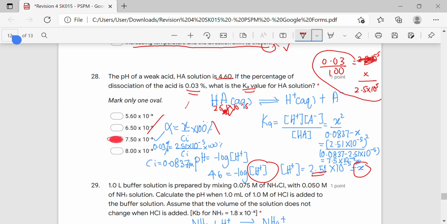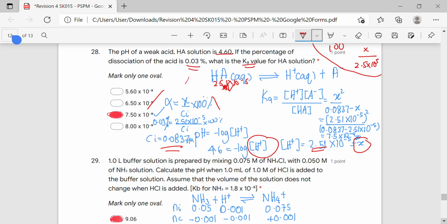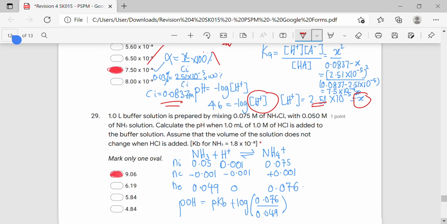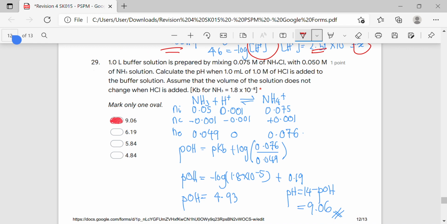Okay, so untuk percentage of dissociation ni untuk calculate concentration initial. Okay, so ini buffer solution, basic buffer solution because given KB. Okay, so kita ada initial concentration untuk NH3 0.05, untuk NH4Cl 0.075. So ini. Okay, so antara dua ni, kita masukkan strong acid. So strong acid ni yang akan jadi limiting lah.